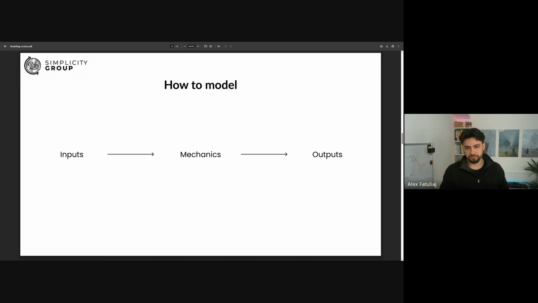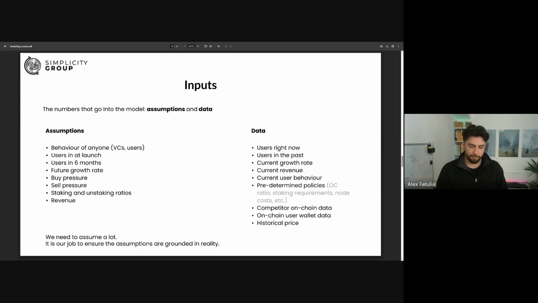Now, in terms of how to model, as I said at the beginning, you have your inputs, you have your mechanics, and then you have your outputs. The inputs and the mechanics are the things that we control. They are what we define when we create this model. They're the rules that we use. And the outputs is just what happens after you press enter. After you press run, well, here's the chart.